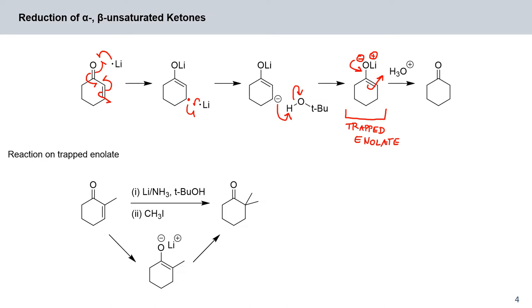And we can of course also do chemistry on this trapped enolate. This you see at the bottom here. Here we have a methyl group in this alpha beta unsaturated ketone, and the moment that we generate our trapped enolate in this step, we can now react this with, for example, methyl iodide here, and get a disubstituted ketone out in the last step.